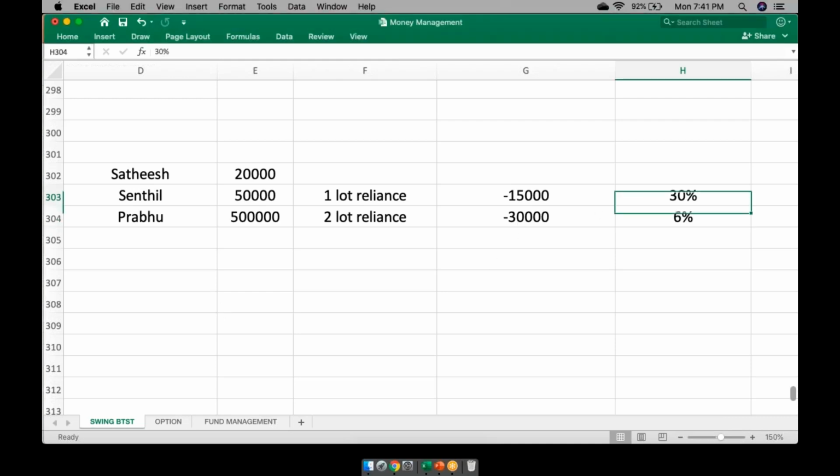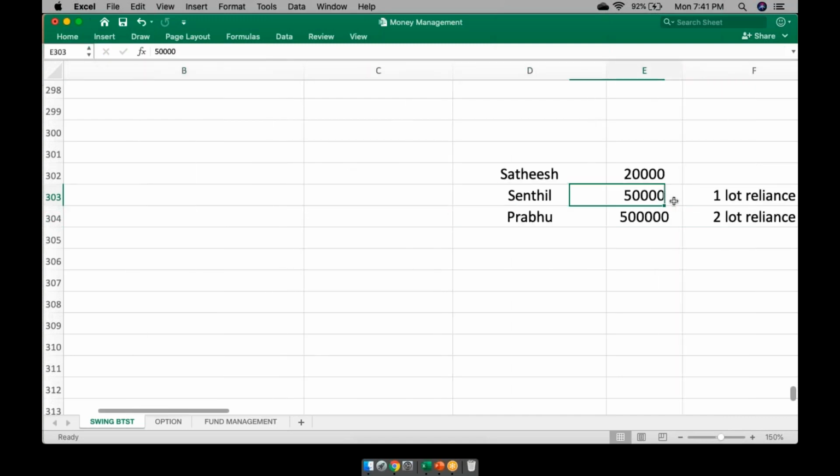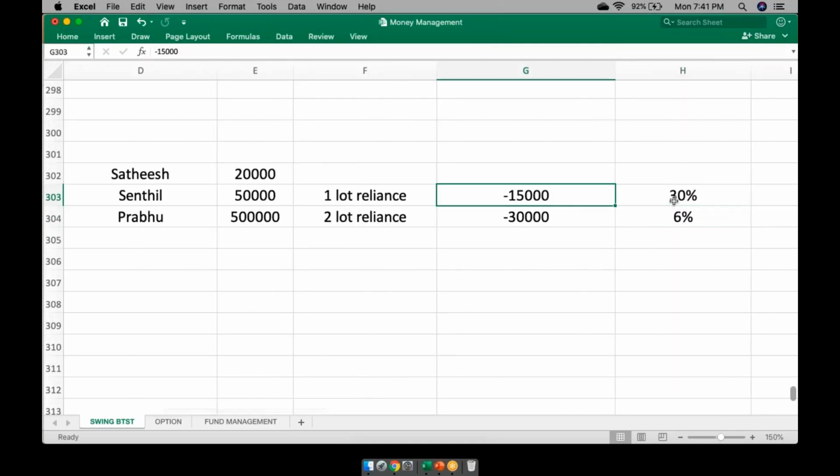Here, it's like 15%. 15%? No, it's 30%, sir. It's 30%. Okay, so when Senthil loses 30% of capital in a single trade, almost his capital is gone. And for Satish, since his capital is very low, it's like a free hit. If I lose 20,000 rupees, nothing is going to happen. Do you think 20,000 rupees will change our life? Will I go and commit suicide if I lose 20,000 rupees in the stock market? No. But 5 lakh rupees, yes, it makes a difference.